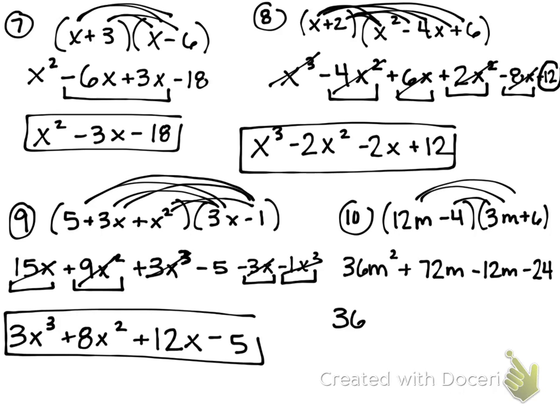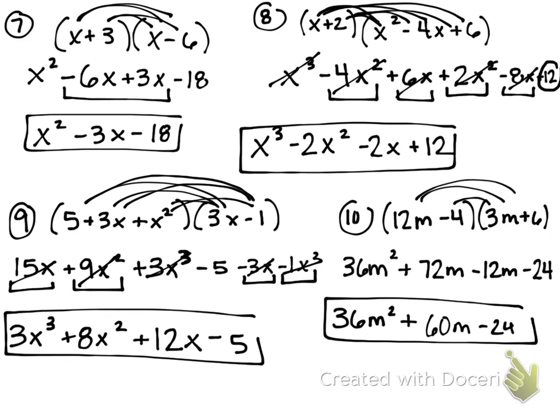So I combine like terms. 36m squared gets brought down. What's 72 minus 12? 60m and minus 24. All right. I'm going to erase these and do 11 through 16 now.